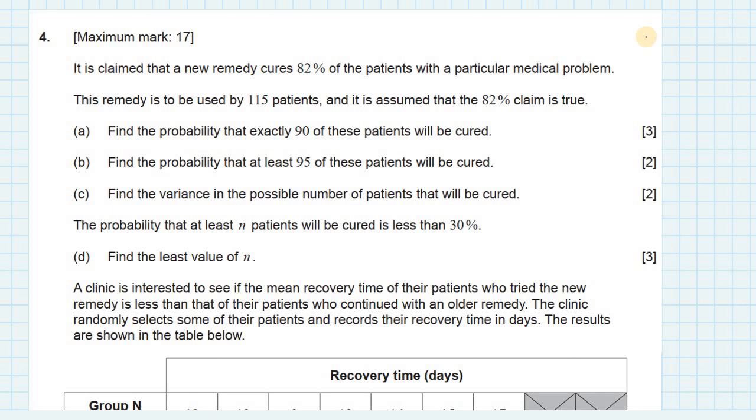Hello, good people. In front of us, we have May 2023, Paper 2, Timezone 2, question number 4. You may pause the video first before we try to discuss it together.